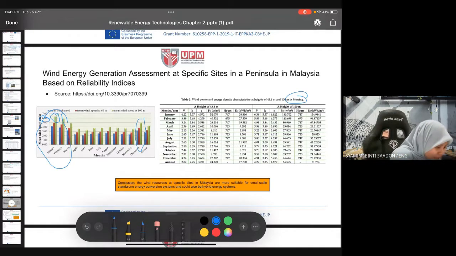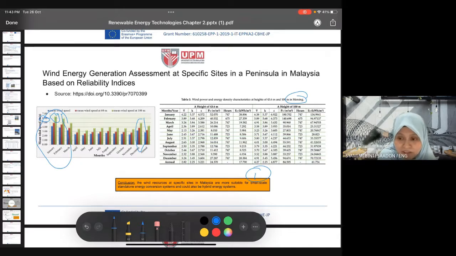Okay, so the conclusion that they made, there are two suggestions. One, by looking at the wind resource, wind speed, altitude, etc., at certain site locations in Malaysia, they make a suggestion that by looking at those parameters, small scale standalone energy conversion is more suitable to be applied in Malaysia. Small scale means not too big like the wind turbine, wind power.